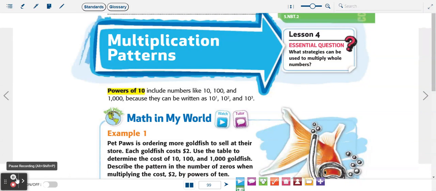Multiplication patterns, lesson 4. Here we are on page 99. Powers of 10 include numbers like 10, 100, and 1000 because they can be written as 10 to the first power, 10 to the second power, also known as 10 squared, and 10 to the third power, or 10 cubed.